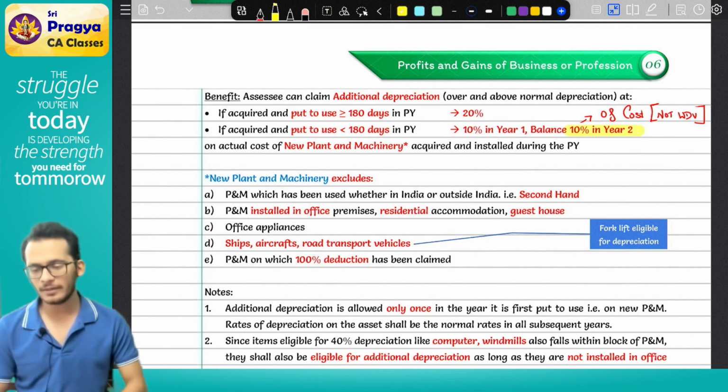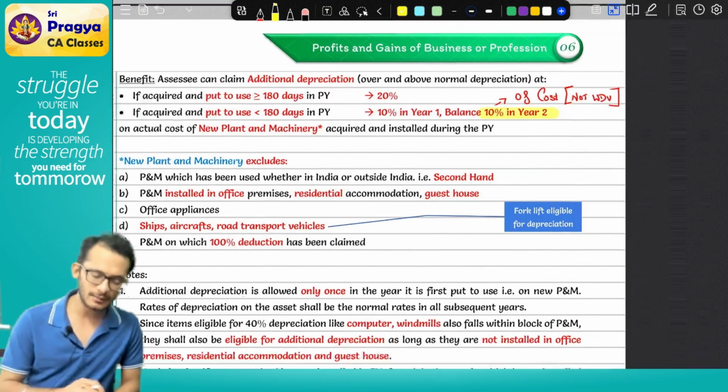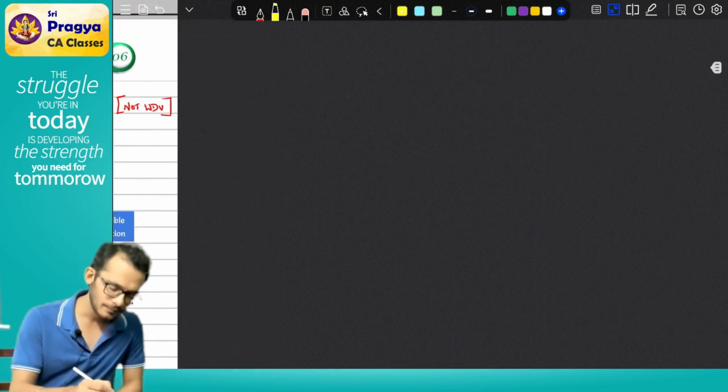Rule number 2. I am coming and saying I can claim depreciation only on new plant and machinery. New plant and machinery. What does that mean, Rahul? Let's say for example, current year I have bought a building.